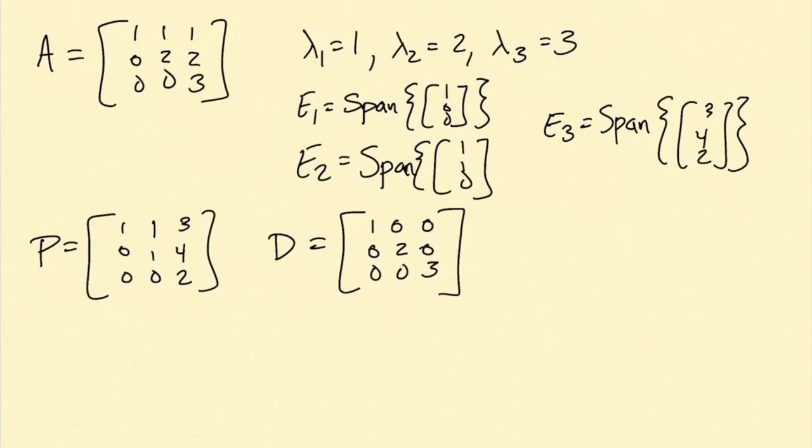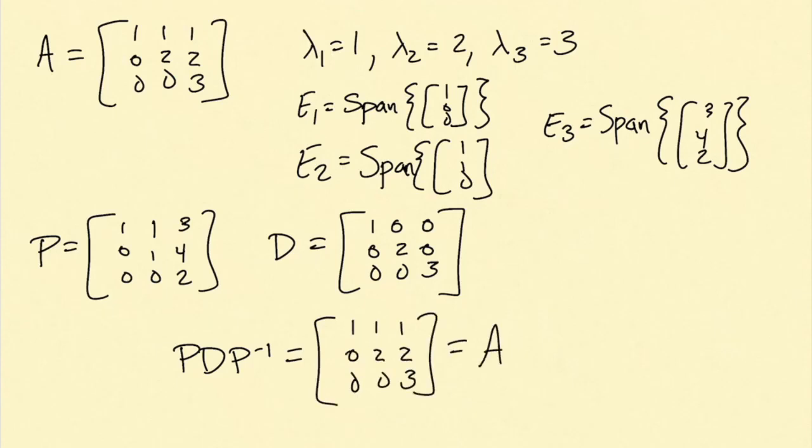We can use Sage to see that if we take P, D, P inverse, then we will get the matrix A. So this gives us our diagonalization. Namely, A is similar to the diagonal matrix with entries 1, 2, and 3 along the diagonal.